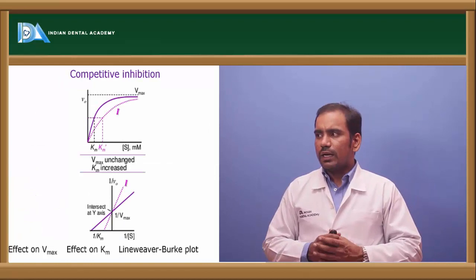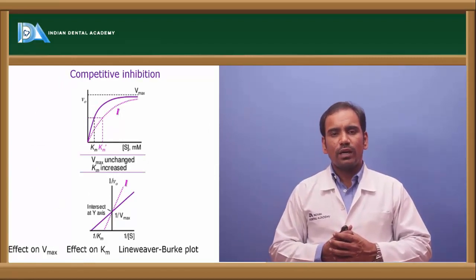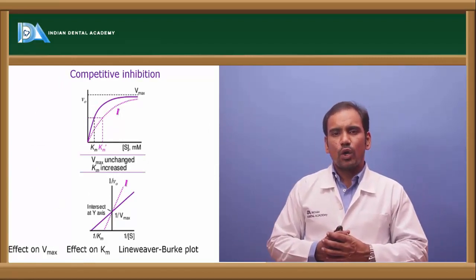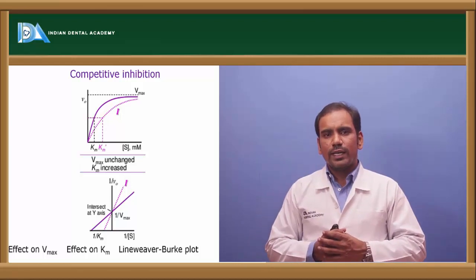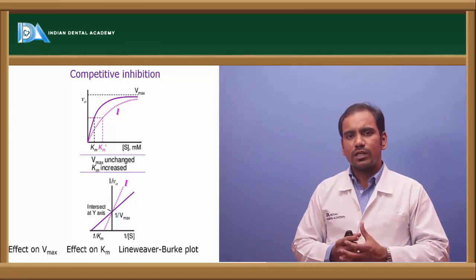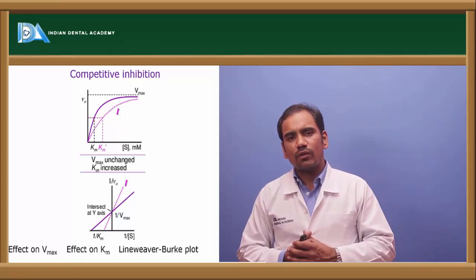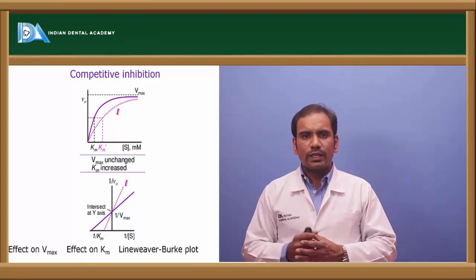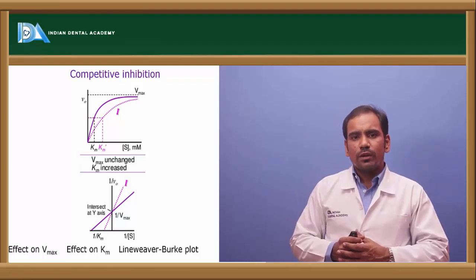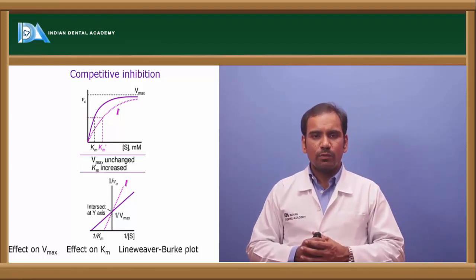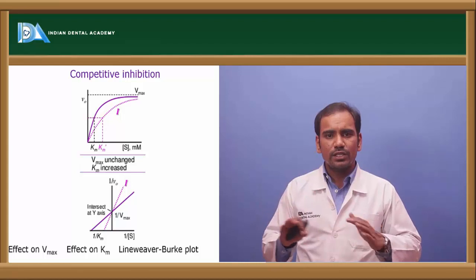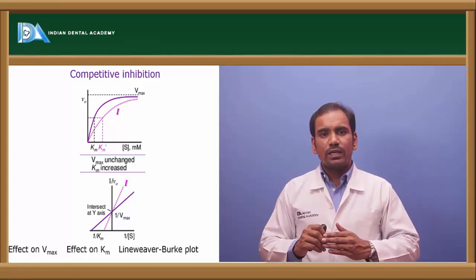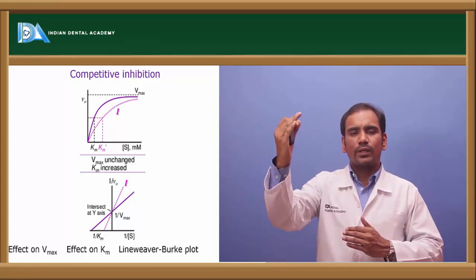And what happens to the Km value and velocity maximum in competitive inhibition? We discussed that the Km value is the substrate concentration at which it gives half of the maximum velocity. In competitive inhibition, there is no change in velocity maximum, so velocity maximum is unchanged, but there is an increase in the Km value.